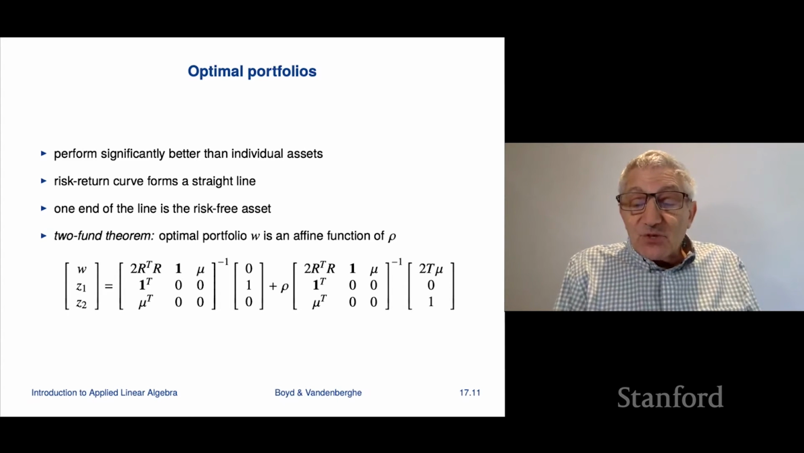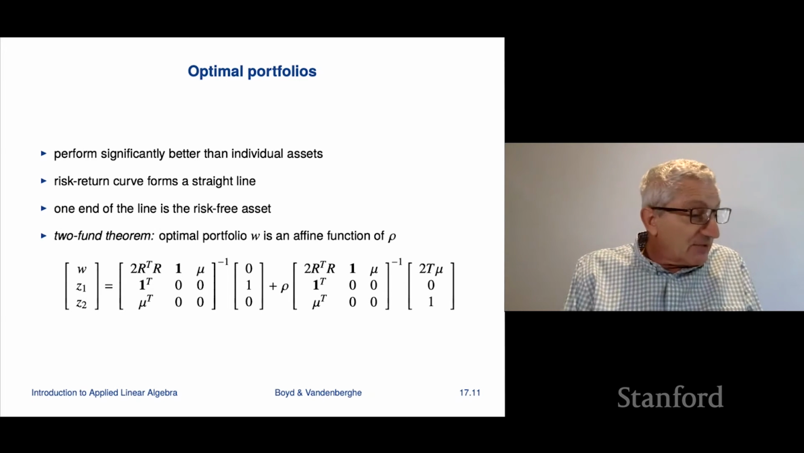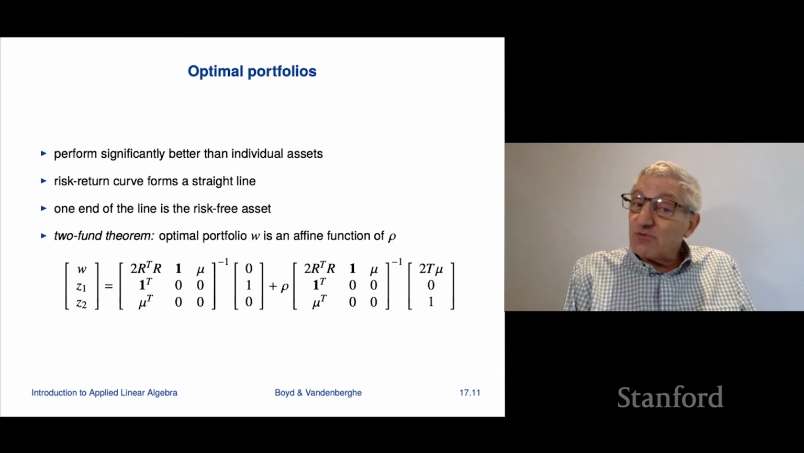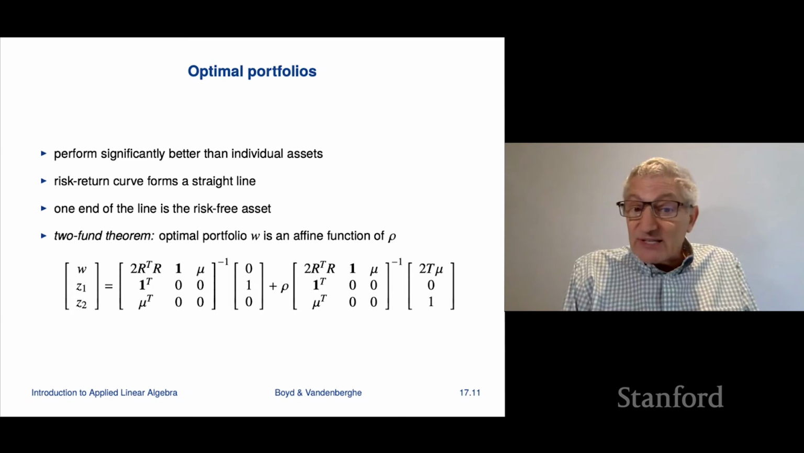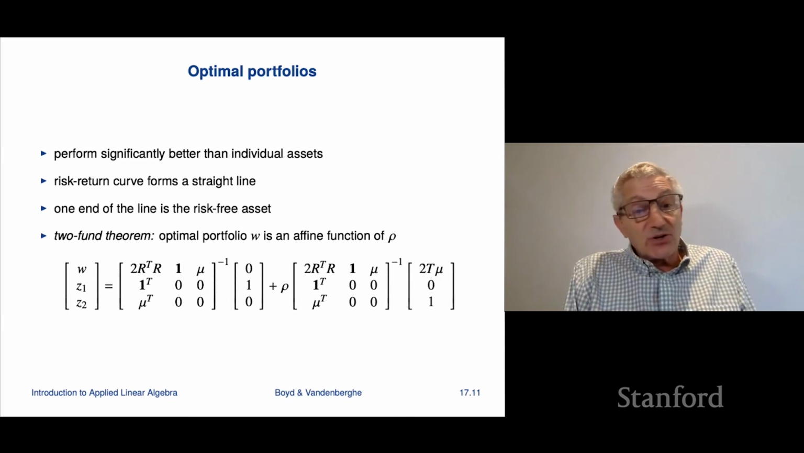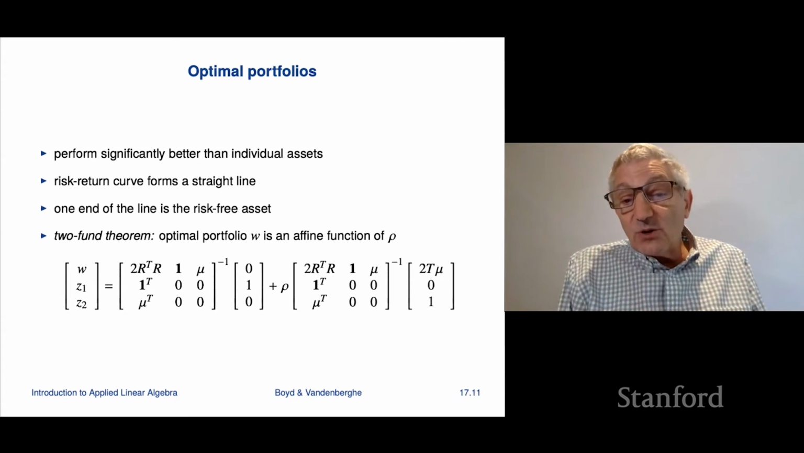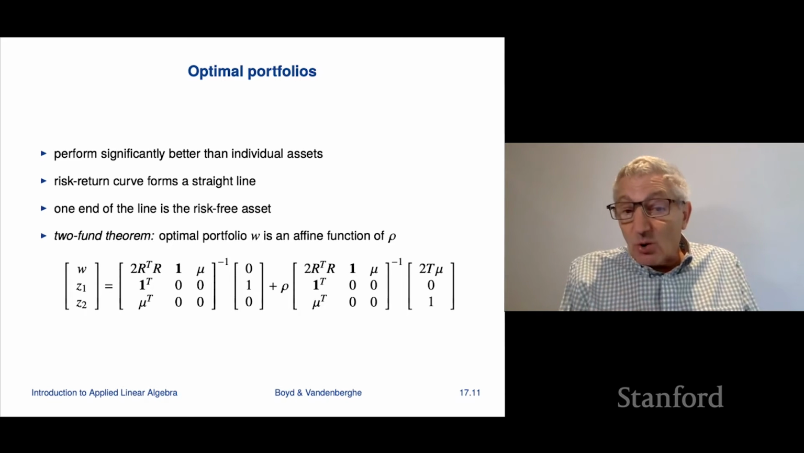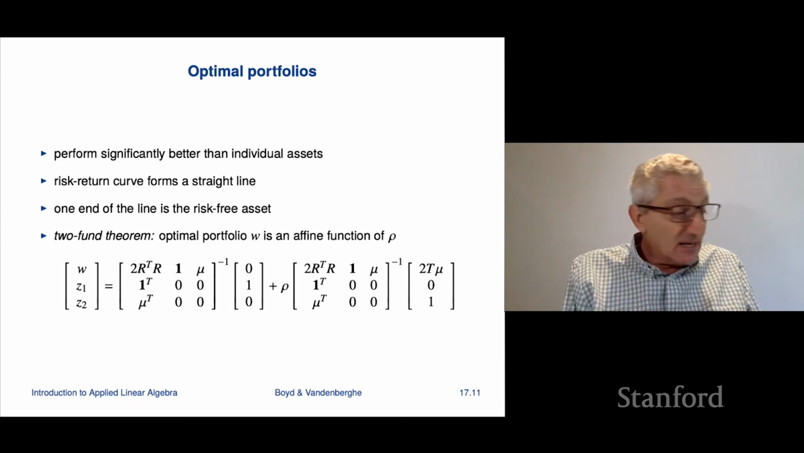So these optimal portfolios, when you put them together, perform significantly better than individual assets in terms of risk and return. They'll have either lower risk for the same level of return or higher return for the same level of risk. They'll simply be better than the individual assets. Now, when you plot and vary rho, remember rho is the parameter that modulates how aggressive our portfolio is.